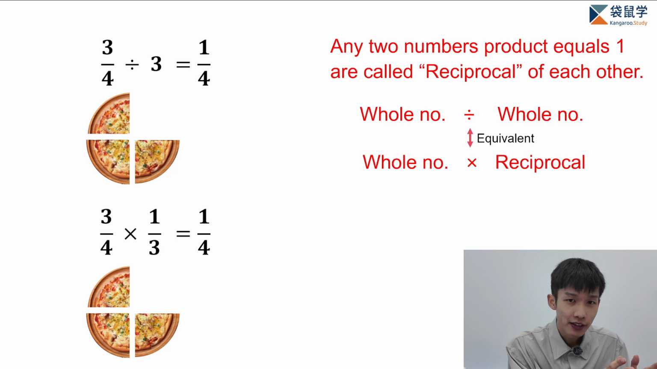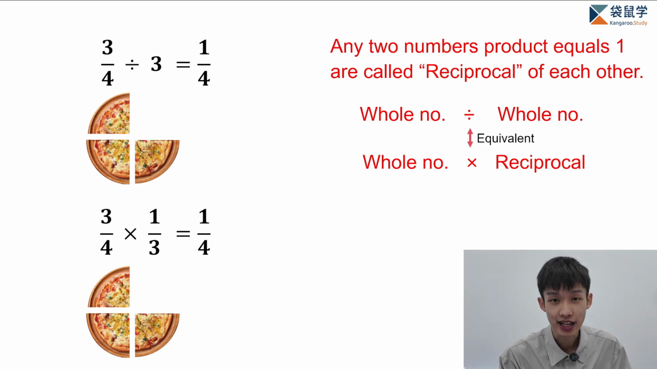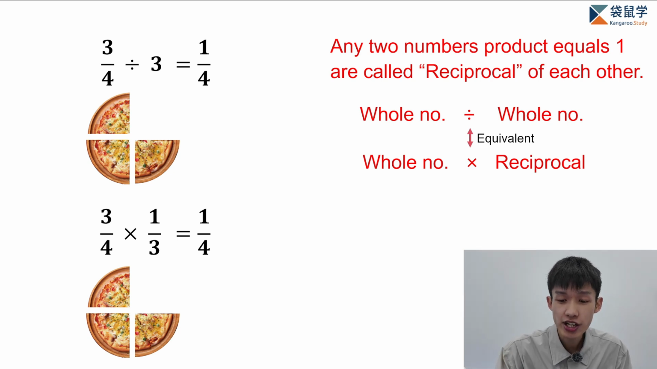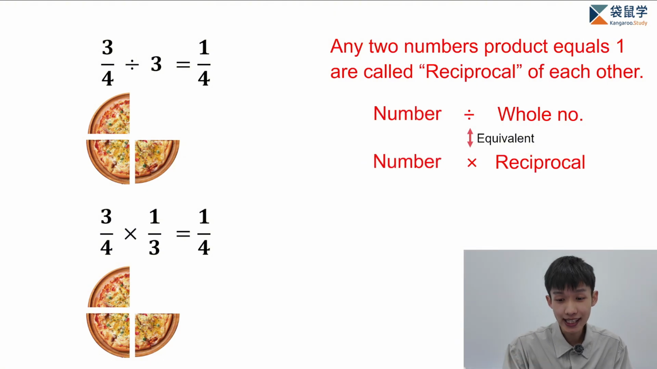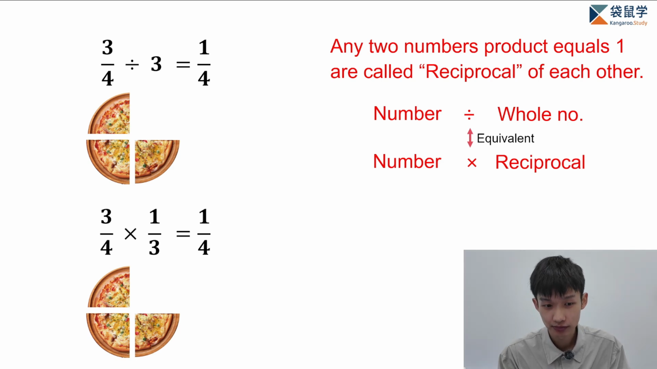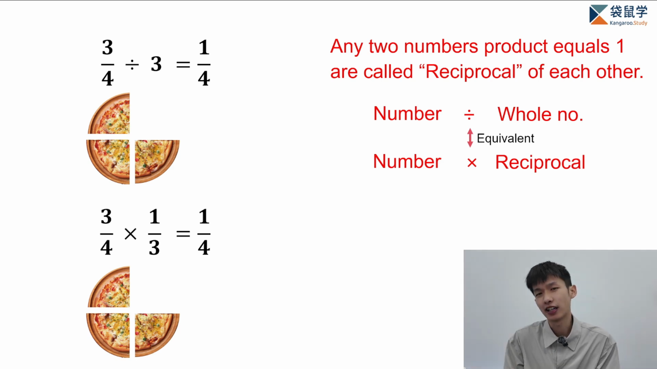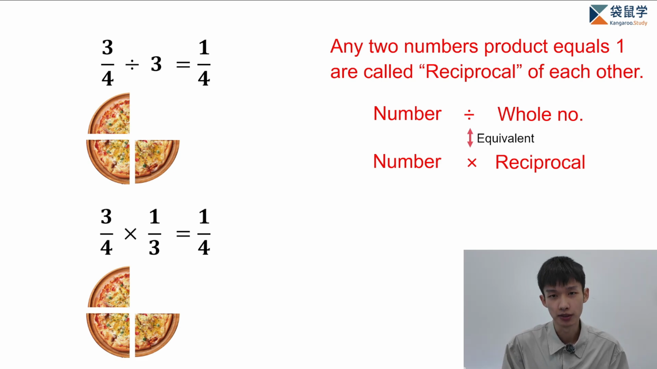But the left number, does it matter? Does it change? It doesn't change. And it doesn't matter whether it's a whole number or fractions. So let's change the whole number on the left side to any number. So any number divided by a whole number is actually equivalent to times its reciprocal. But then, how about the right side? This right side only refers to whole numbers.